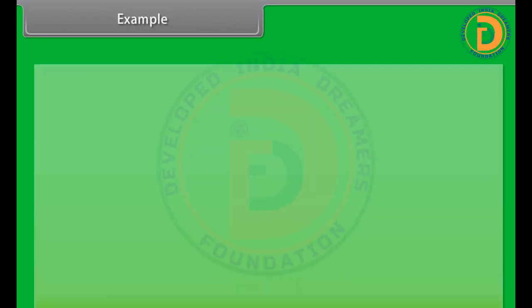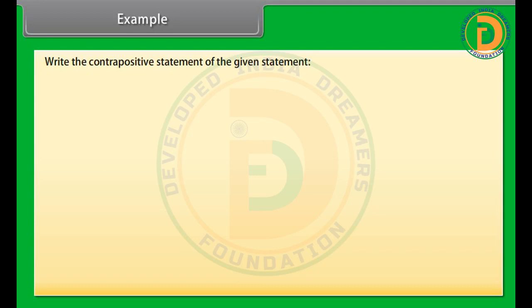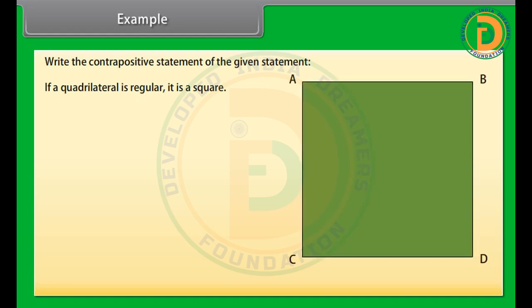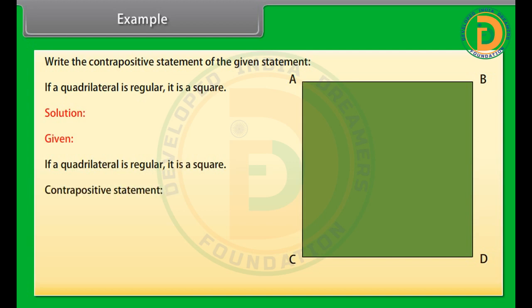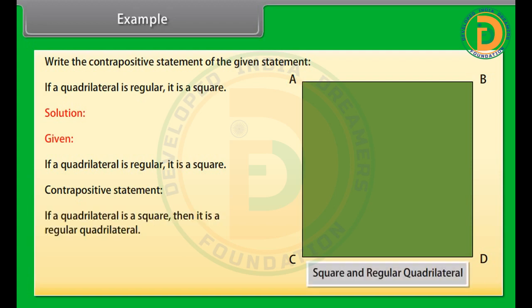Example. Write the contrapositive statement of the given statement. If a quadrilateral is regular, it is a square. Solution. Given: if a quadrilateral is regular, it is a square. Contrapositive statement: if a quadrilateral is a square, then it is a regular quadrilateral.